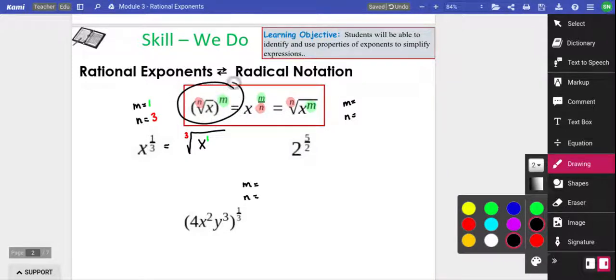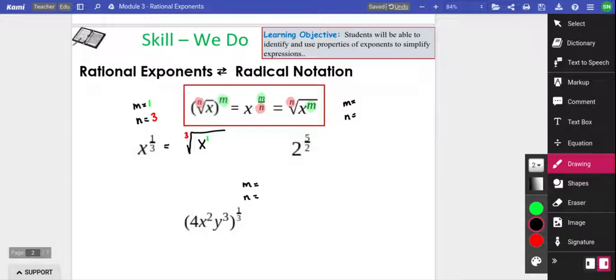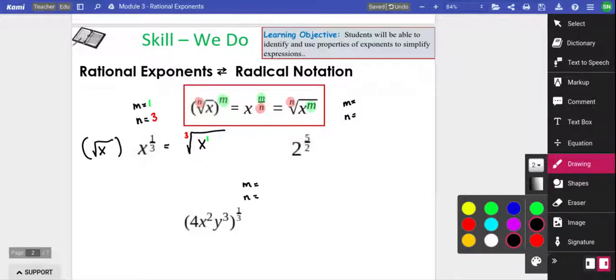Now we will be doing the one on the left. Still has the same letters. So I will be writing the parentheses, the radical, the radicand. Now again, m goes on the outside, which in this case is 1, and the index is 3.